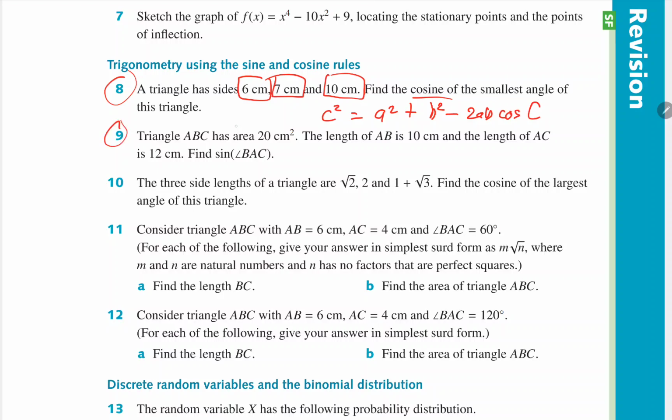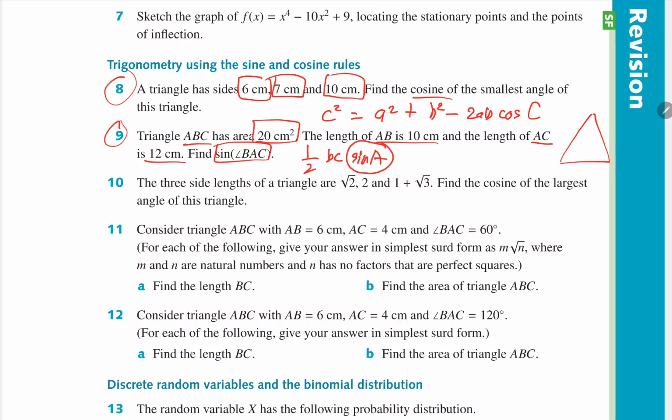Then question 9. Triangle ABC has area 20 centimeters squared. The length of AB is 10. Length of AC is 12. Find the sine of angle BAC. What's the area rule? Half BC sine A. Yes. Now this just means that A is the included angle. It's not the opposite, it's the included angle.